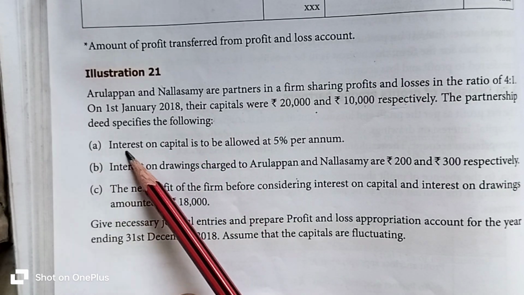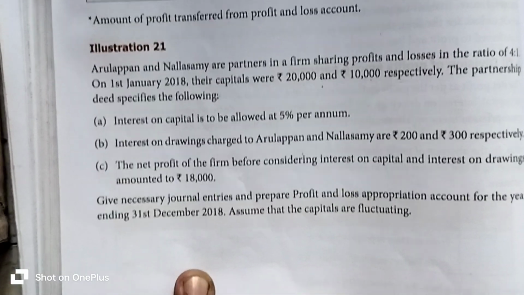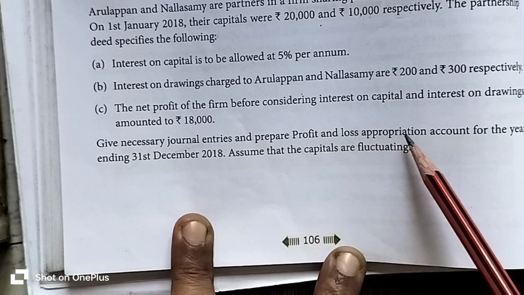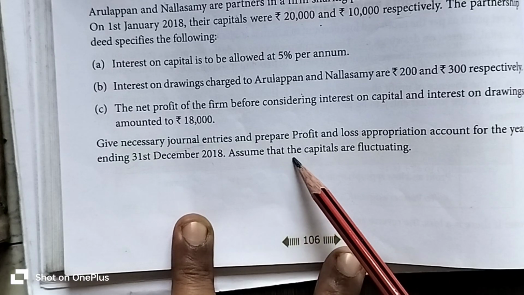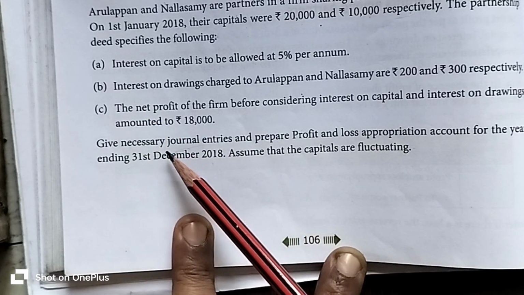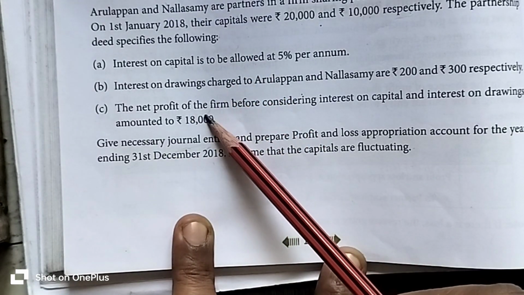Let's see the first one. Interest on capital is to be allowed at 5% per annum. Give necessary journal entries and prepare profit and loss appropriation account for the year ending 31st December 2018. Assume that the capitals are fluctuating. So, we are going to pass the required journal entries for the given questions.